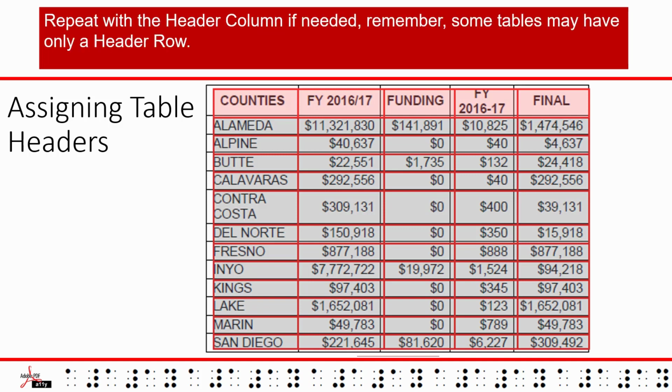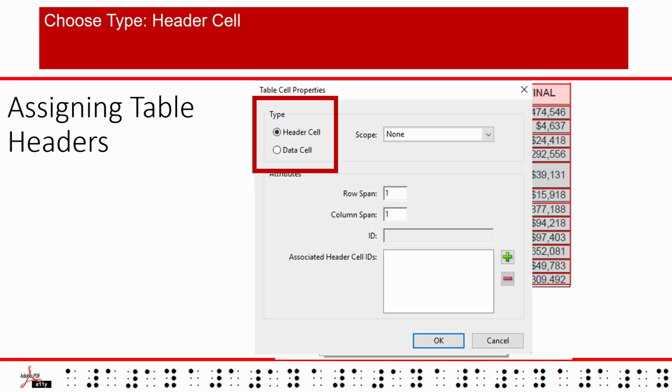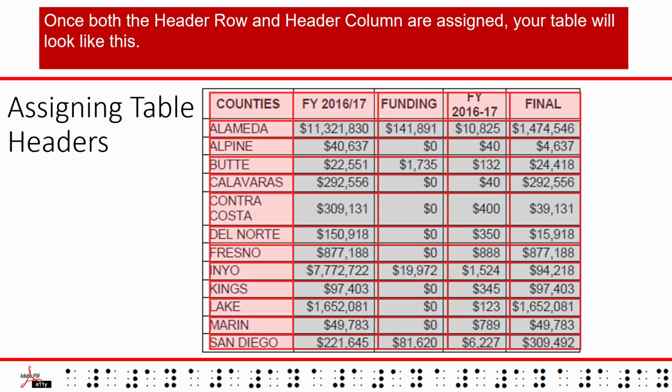Repeat with the header column if needed. Remember, some tables may only have a header row. Select the column. Right-click, select Table Cell Properties. Choose Type, Header Cell. Select OK. Once both the header row and header column are assigned, your table will look like this.